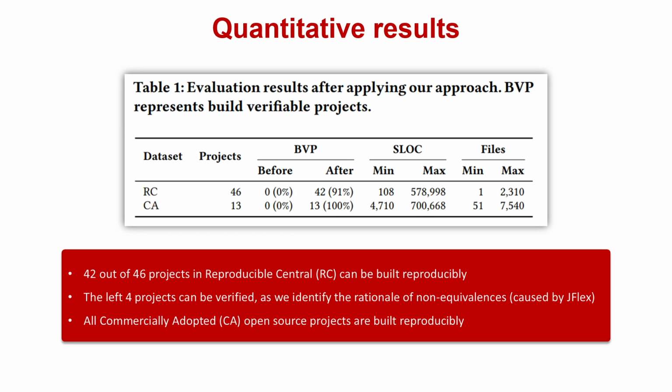Here we show the quantitative results. RC means the projects from Reproducible Central, and CA means commercially adopted projects. As you can see, among the 46 RC projects, 42 of them can be built reproducibly with our tool. The remaining 4 projects can be verified as we identify the rationale of non-equivalences. And all the commercially adopted open source projects are built reproducibly with our tool.